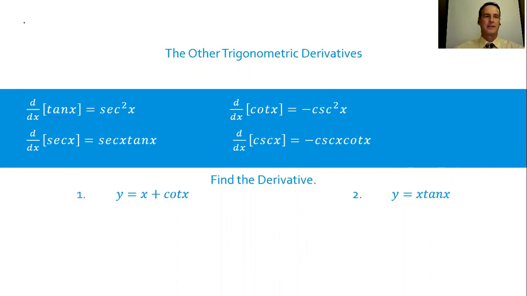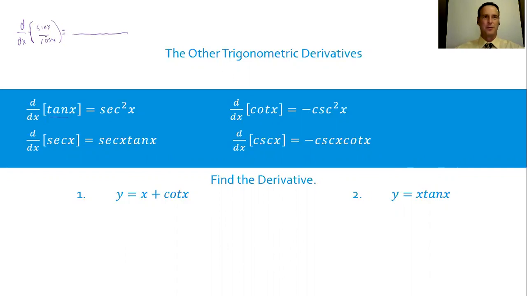Now, here's the deal. There's the tangent of x. Like, how did they come up with this, right? Well, remember, tangent is really the sine over the cosine. And so here's what I can do.